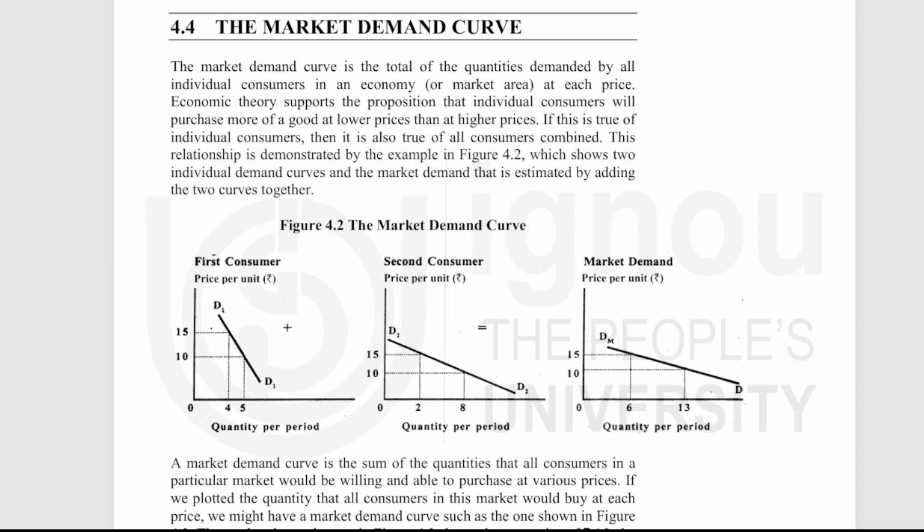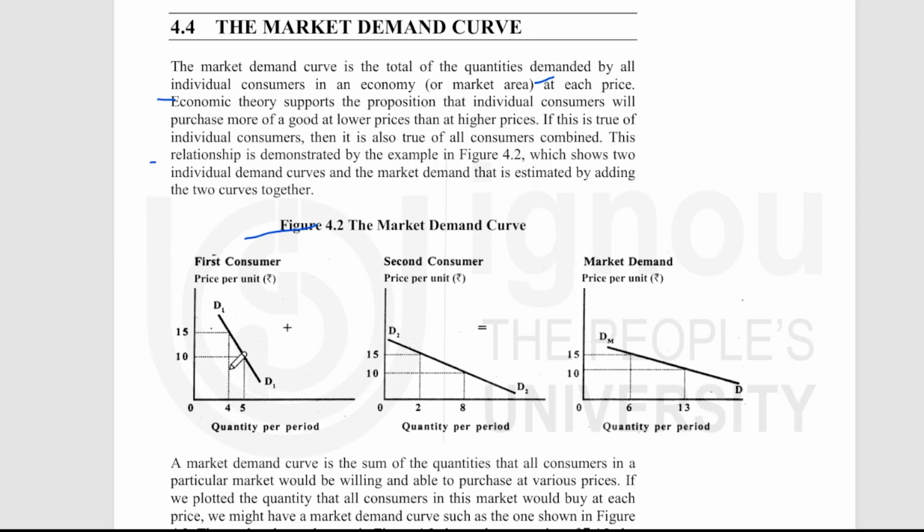The market demand curve is the total of the quantities demanded by all individual consumers in an economy or market area at each price. Economic theory supports the proposition that individual consumers will purchase more of a good at lower prices than at higher prices. If this is true of individual consumers, then it is also true of all consumers combined. This relationship is demonstrated by the example here.